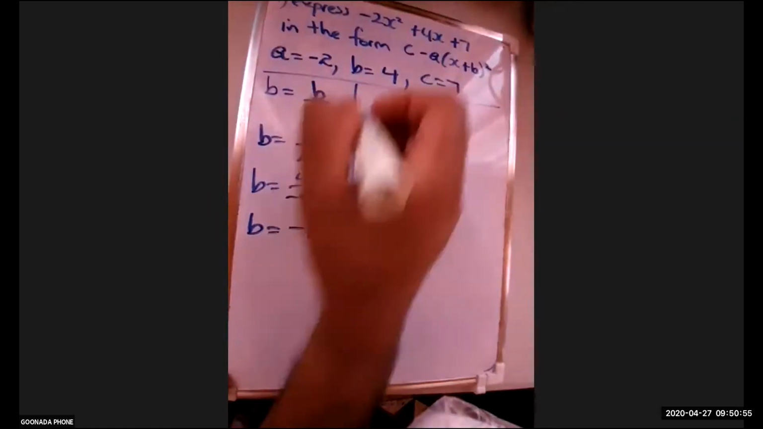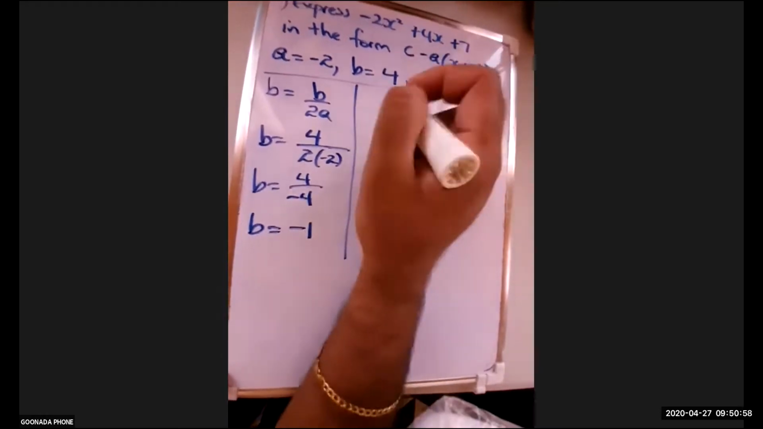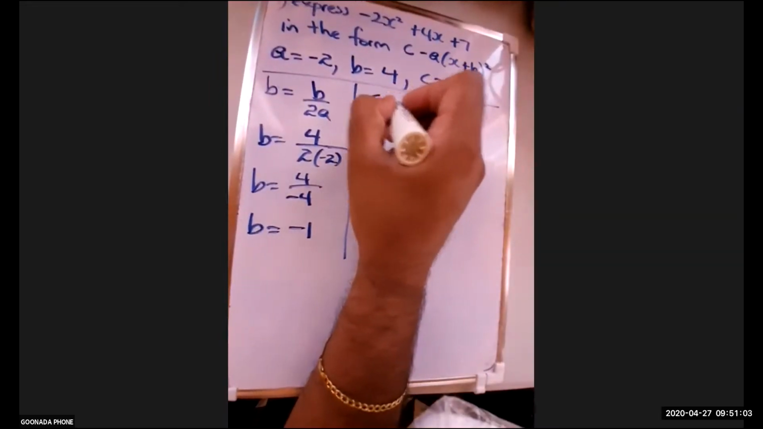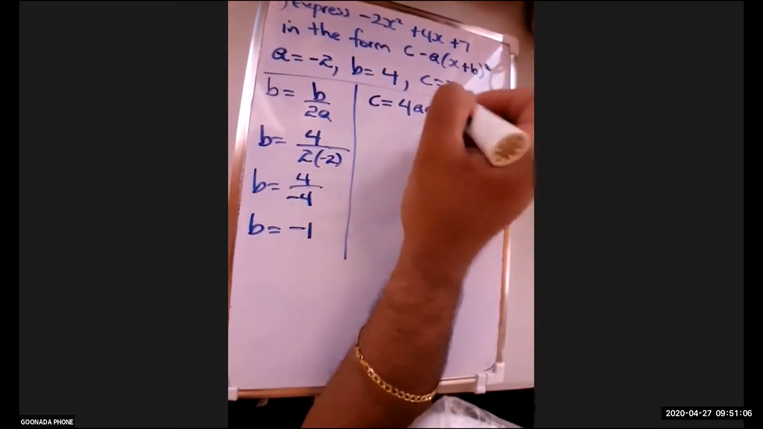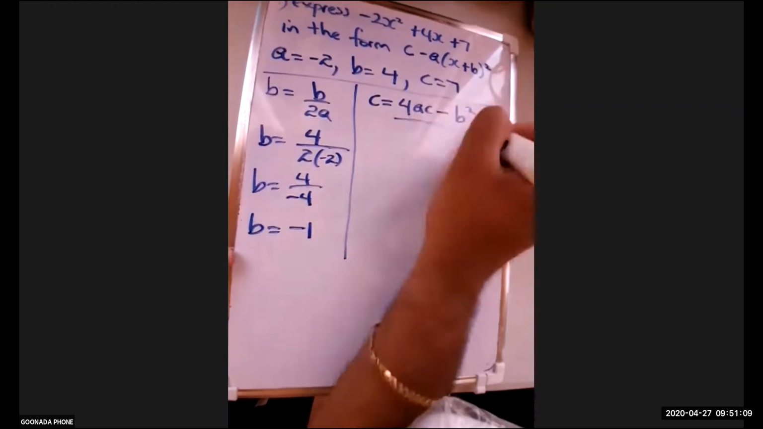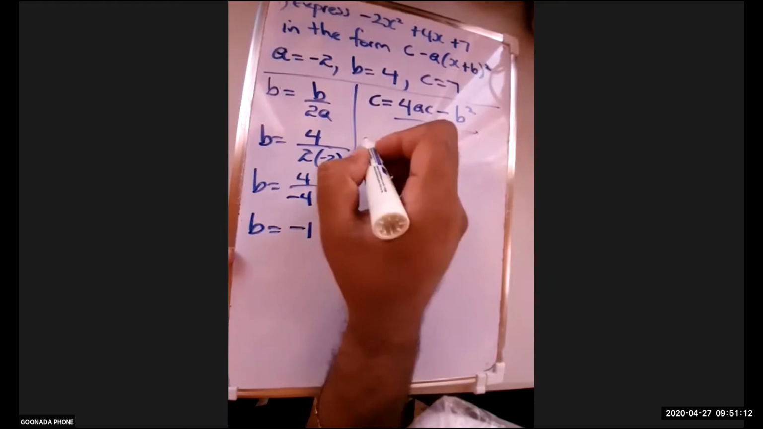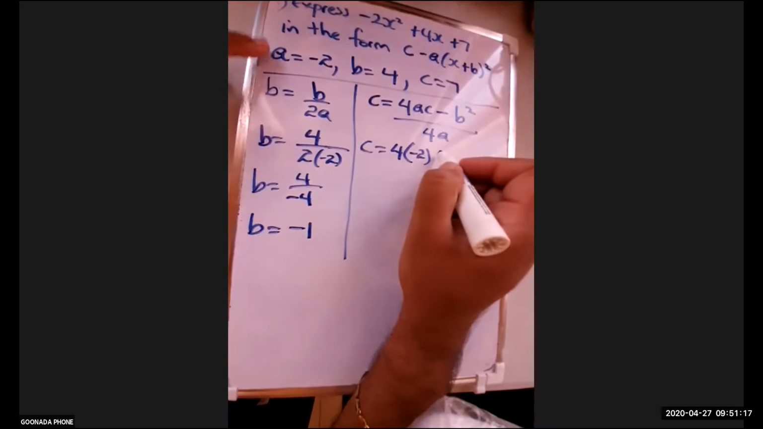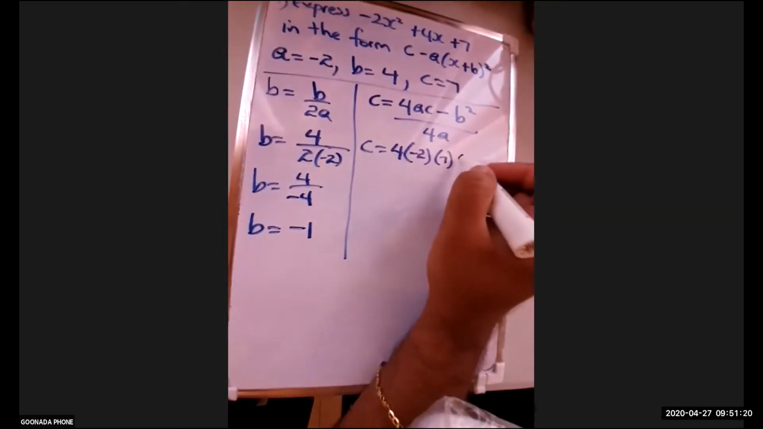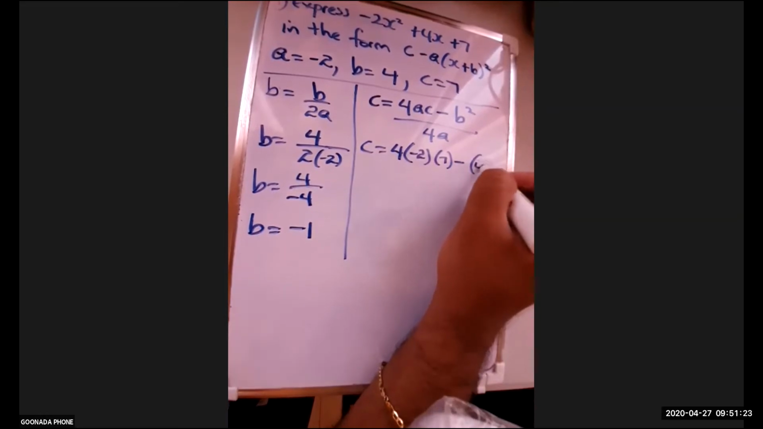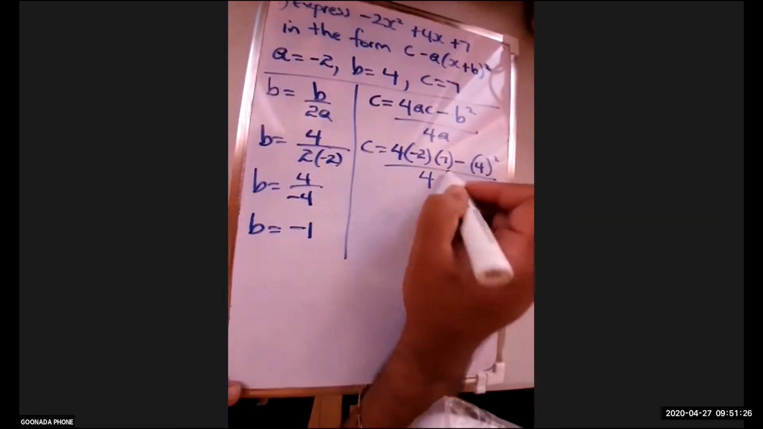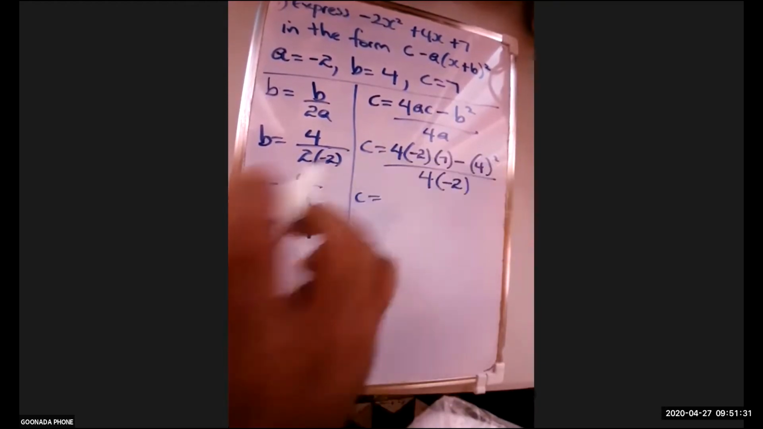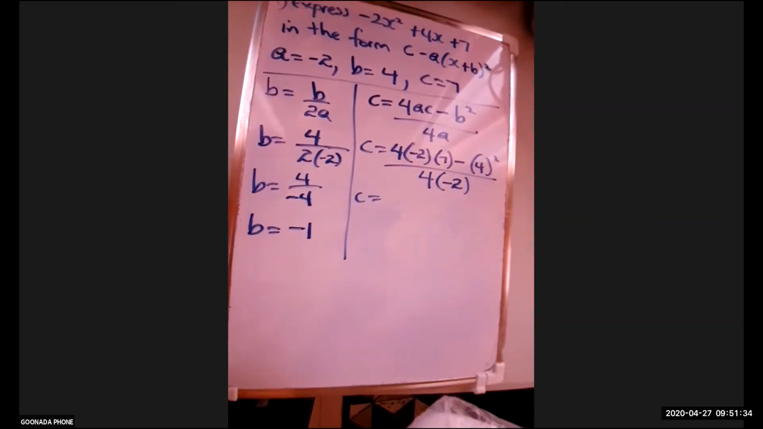Now, all we have to do is find C, because obviously we were finding K, and in this case, the value of K is C. So we put C is equal to 4ac minus b squared all over 4a. So 4 into a, which is -2, into c, which is 7, minus b, which is 4, squared, all over 4 by a, which is -2. Obviously you can use a calculator, but if you're doing a multiple choice exam, you would not be able to.